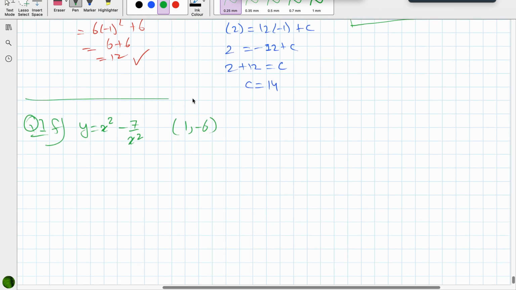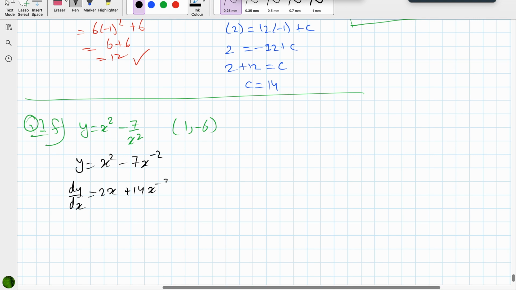Another example, we are given the equation and need to find the equation of tangent at point 1 comma minus 6. Before I go into dy by dx, I always write it in this form first, though there's no restriction. Then dy by dx is 2x minus 2 into minus 7, which is plus 14x. When you subtract 1 from the power, it becomes minus 3. Simplifying, it becomes 14 over x cube. So I need to know the gradient when x is 1. So 2 into 1 plus 14 over 1 cube.